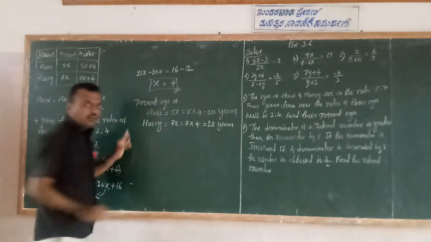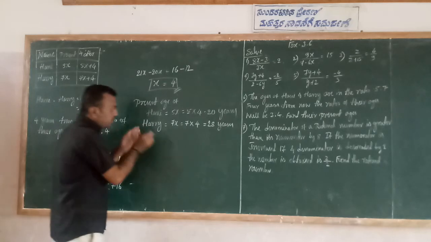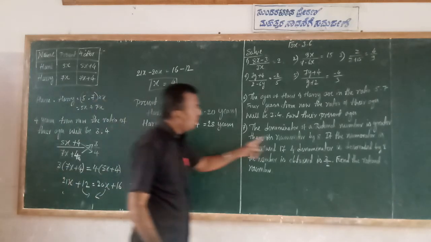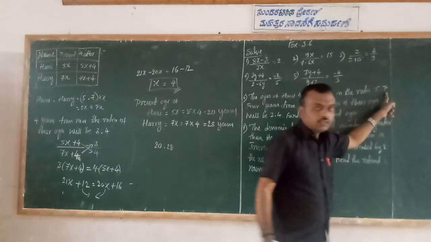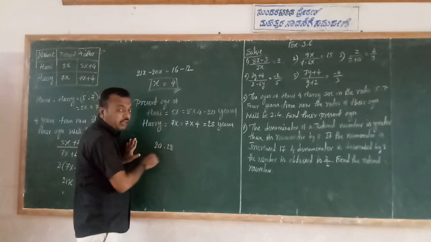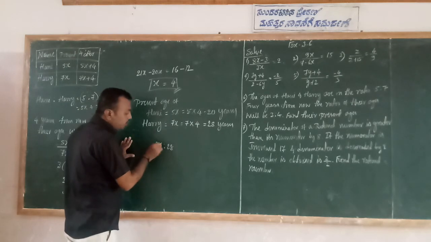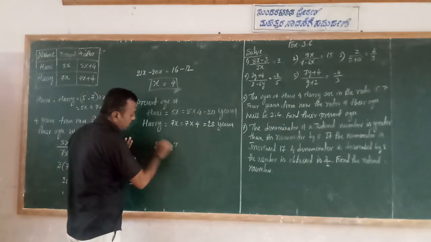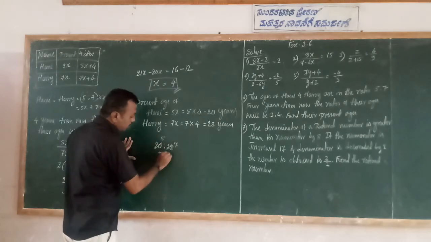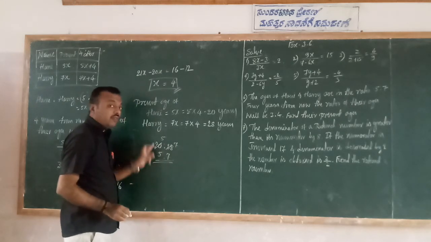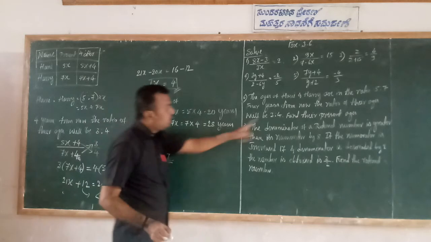Okay, so let me verify that. The present ages are 20 and 28. What is the ratio of the present ages? 5:7. Is it right? I will write 20:28 in the simplest form. We simplify it: 4 5s are 20 and 4 7s are 28, so 5:7. This is the ratio of the present ages. After 4 years, the ratio will be 3:4.